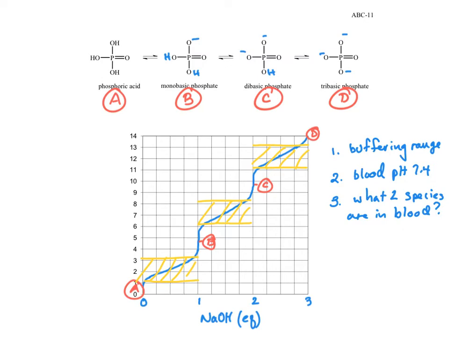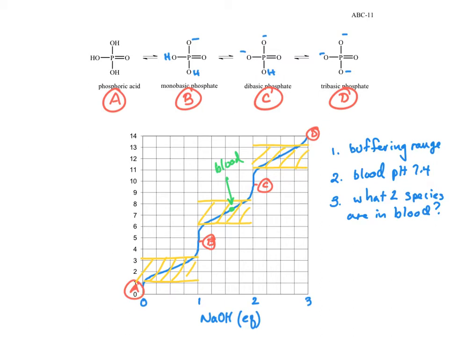Second of all, where is blood? Let me use a different color here so we can see it very carefully. Blood is at 7.4, and that's going to be right there. Let's go ahead and put a blood label right there. And let's ask the question, is this system a good system for buffering blood? Well, clearly it's in the range, and that's a good thing.